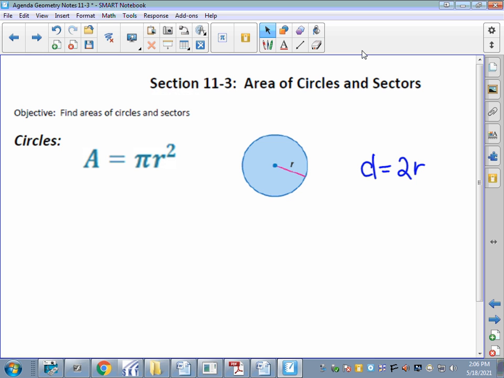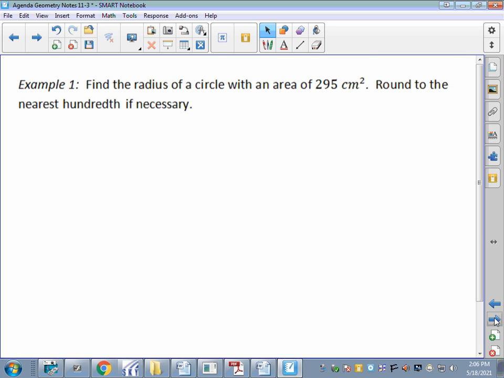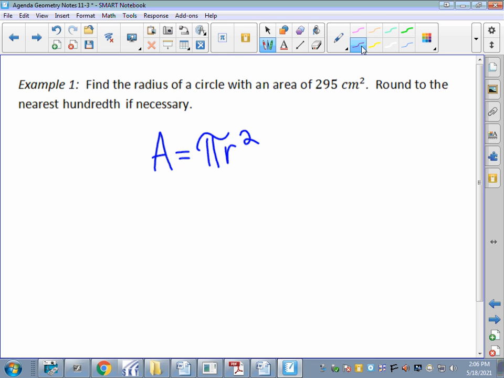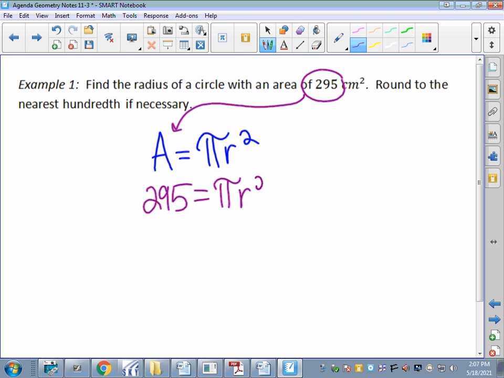So there we go. Let's find the radius of a circle if it's got an area of 295 square centimeters. Round to the nearest hundredth, so 2 numbers after the decimal. I'm just going to jot down that pi r squared, and I am telling you information to put in there. It says that the area is 295, so I'm going to put that in there. 295 is equal to pi r squared. This is a two-step equation.